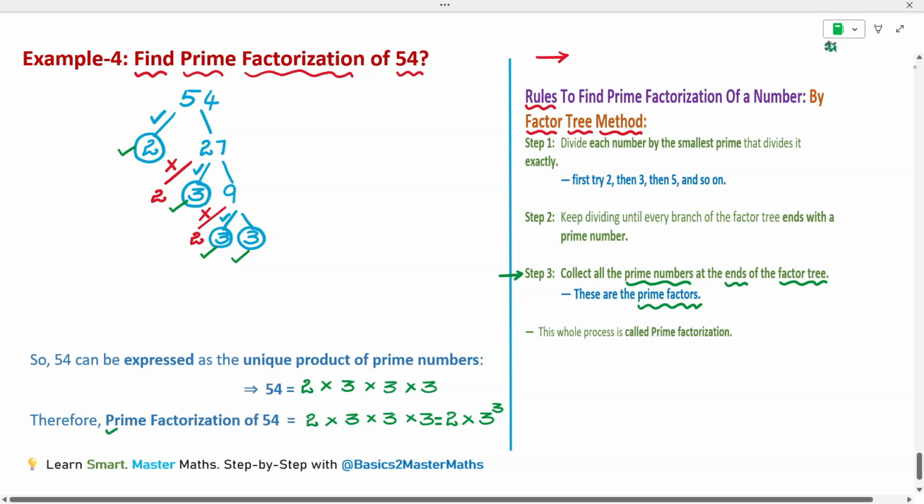Therefore, prime factorization of 54 is 2 multiplied by 3 multiplied by 3 multiplied by 3. Got it?